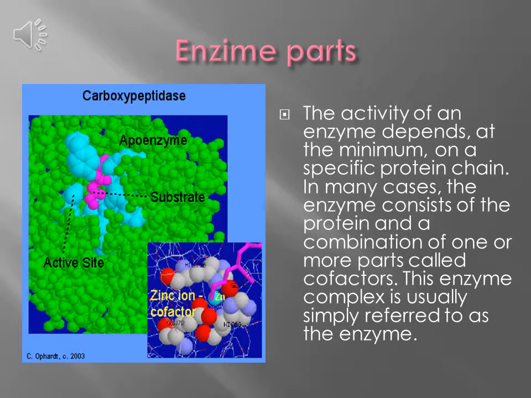Enzyme parts. The activity of an enzyme depends, at the minimum, on a specific protein chain. In many cases, the enzyme consists of the protein and a combination of one or more parts called cofactors. This enzyme complex is usually simply referred to as the enzyme.